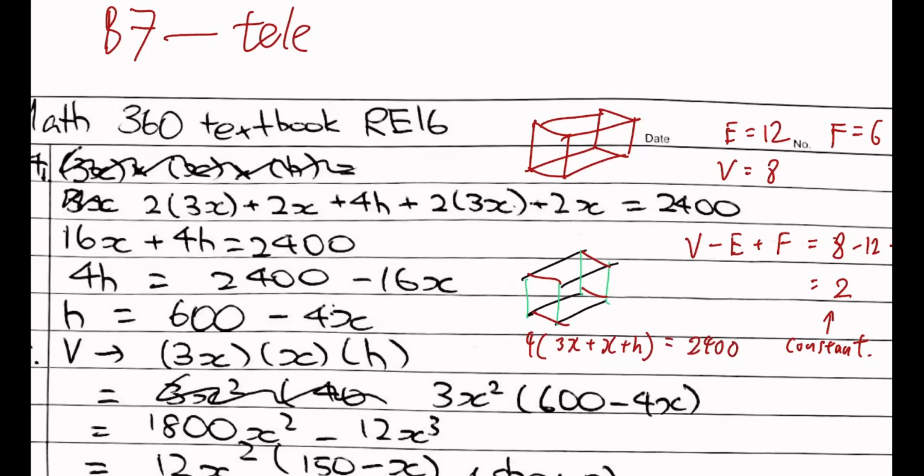Let me just double check. You end up with 16x plus 4h equals 2400. Is that right? Correct. Next one. You want to make h the subject. So bring the 16x over, you get minus 16x. Divide by 4, you get 600 minus 4x.